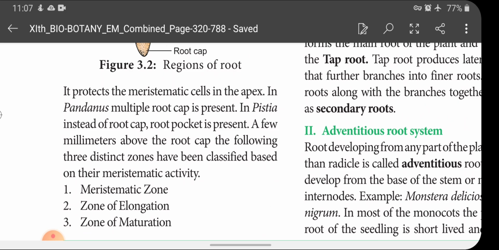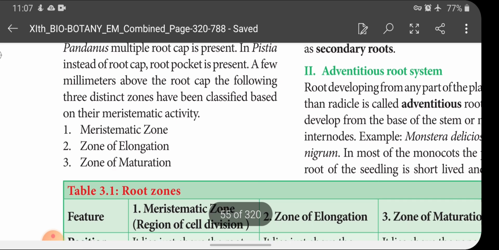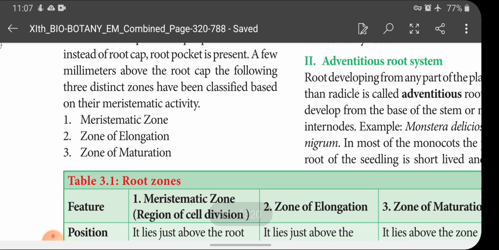A few millimeters above the root cap, the following three distinct zones have been classified based on their meristematic activity. So, a few millimeters above the root cap, there are three distinct regions we can see in the root, based on meristematic activity. First one is the meristematic zone. Of course, since it is a meristematic zone, it is involved in cell division. Next one is the zone of elongation.